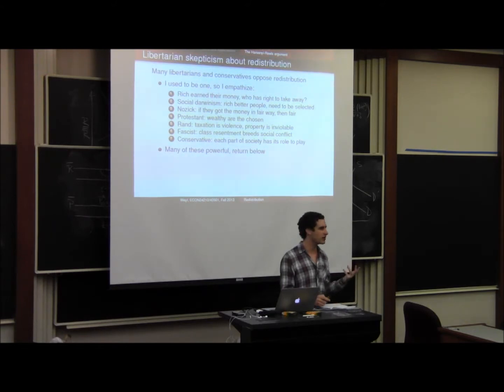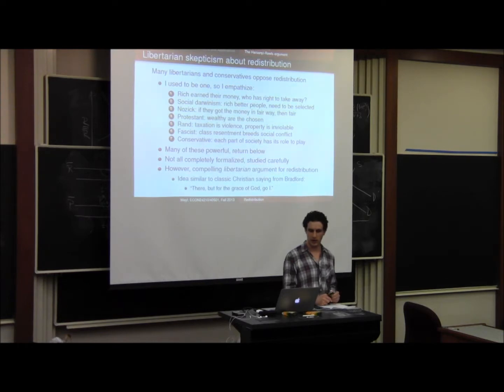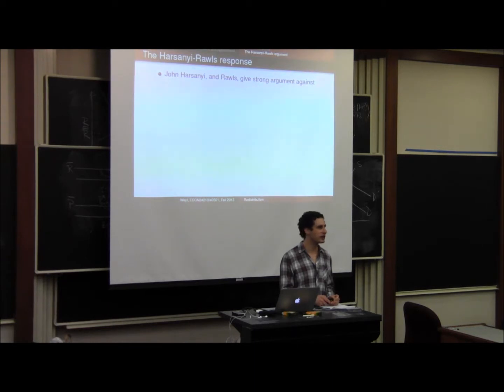Now, I think a lot of these arguments are actually quite interesting and powerful, and not all of them have been completely formalized in the literature. But I think that you can make a pretty compelling, quite libertarian argument for redistribution based on something that comes out of an old Christian saying from John Bradford, that there, but for the grace of God, go I. So let me go through the argument related to that. John Harsanyi, and actually William Vickrey even before him, came up with an idea that is often attributed to John Rawls that gives a pretty compelling case for why even a libertarian would want to favor some forms of redistribution.